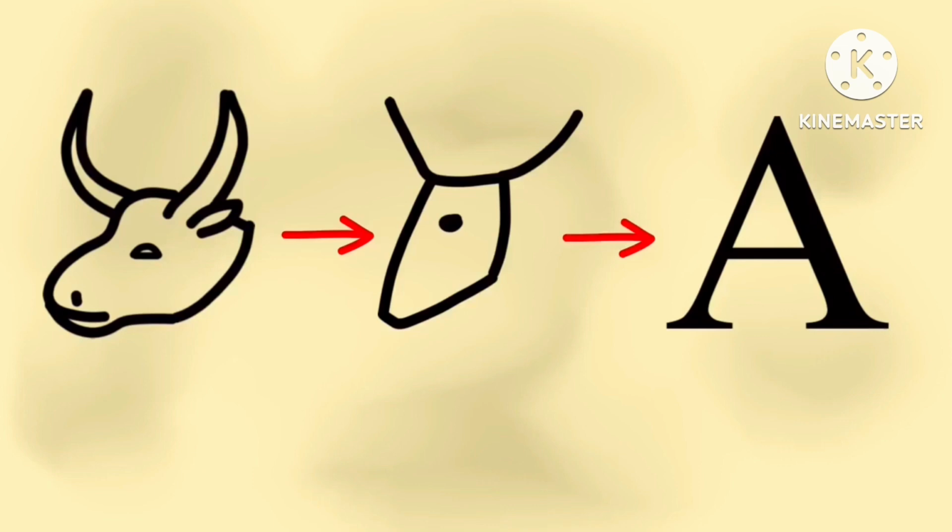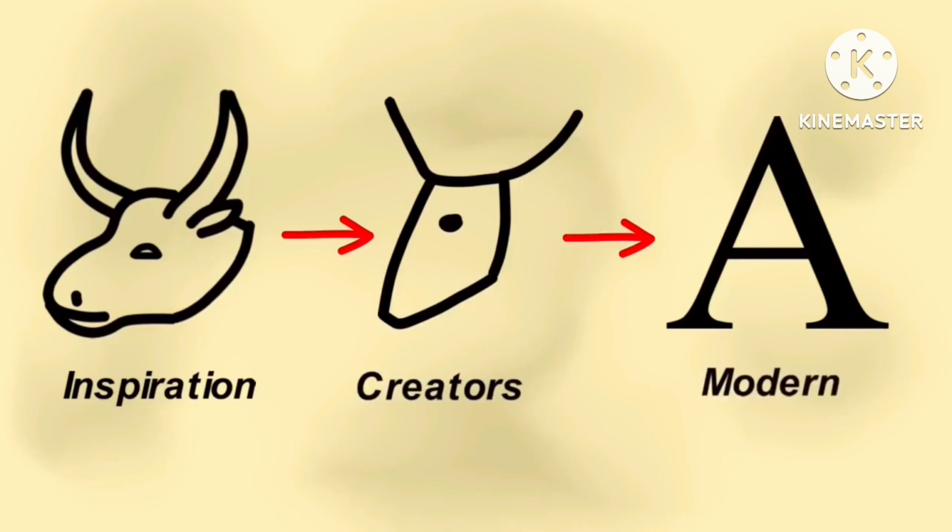and all letters of our modern alphabet followed these steps. The symbols used in Egypt became inspiration to the Canaanites, that were the real creators, and the Romans created the modern version of the letters.